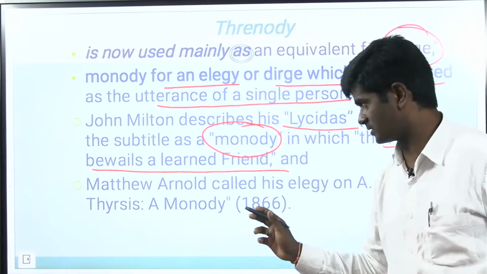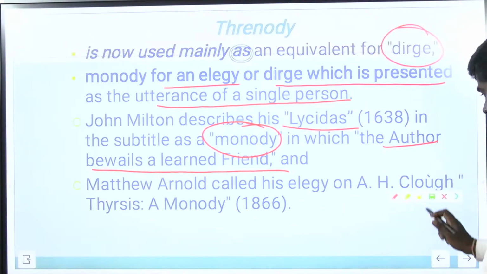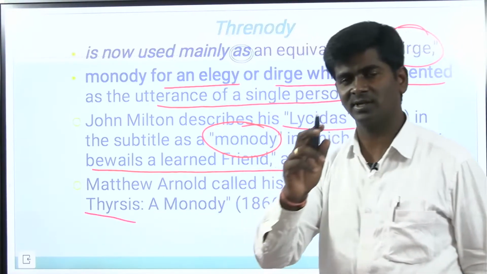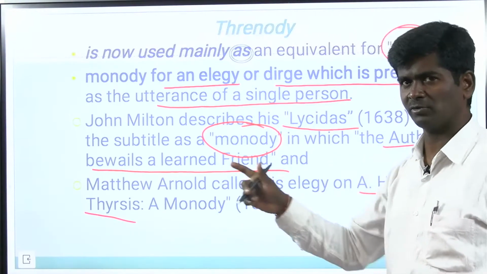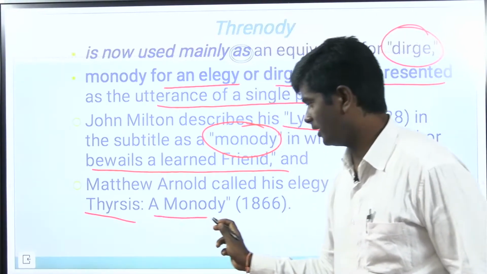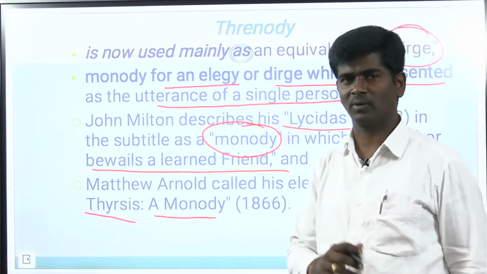Next, Matthew Arnold called his elegy on Arthur Hugh Clough, Thyrsis, a popular pastoral elegy written on the death of Arthur Hugh Clough, with the subtitle a monody. Okay, like that.